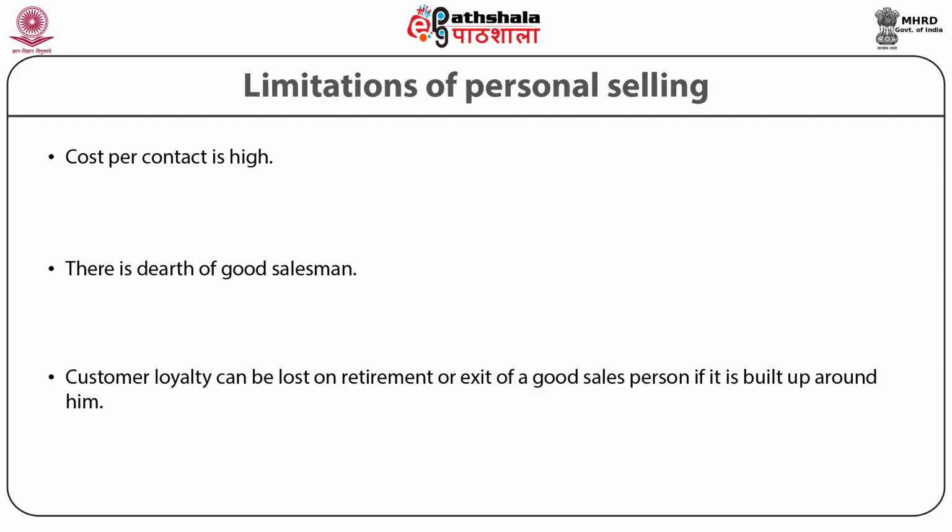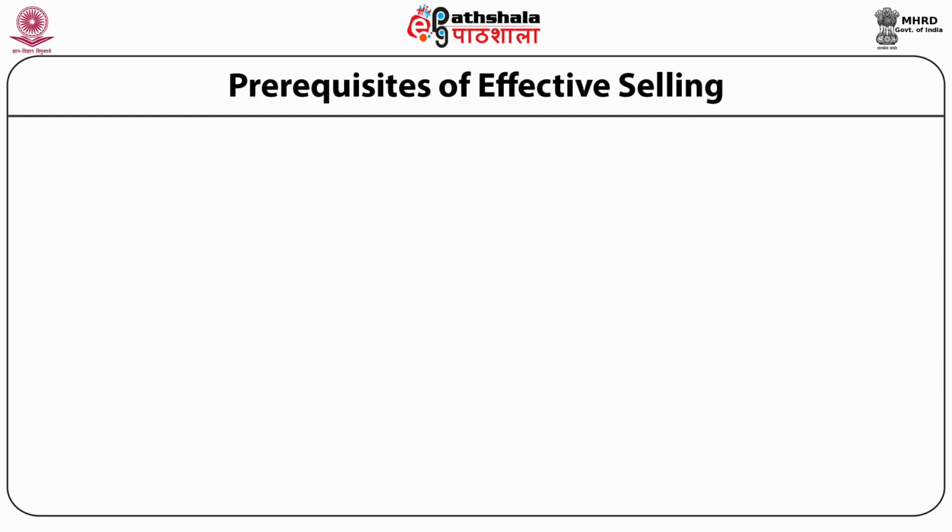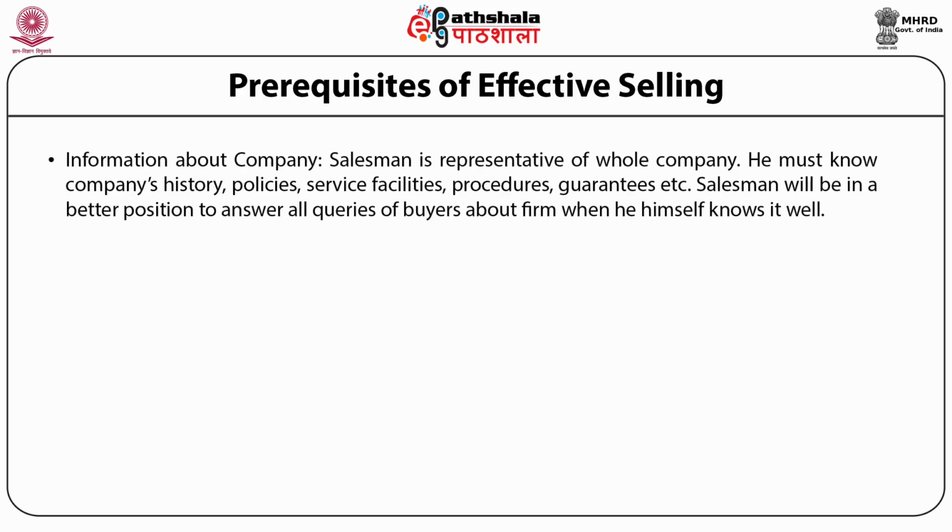So now, to become successful or to have effective selling, there are certain requirements we call prerequisites for effective selling. First of all, there should be information about the company. As the salesman is the representative of a whole company, he must know the company's history, policies, service facilities, procedures, guarantees, etc. A salesman will be in a better position to answer all the queries of buyers about the firm when he himself knows it well.